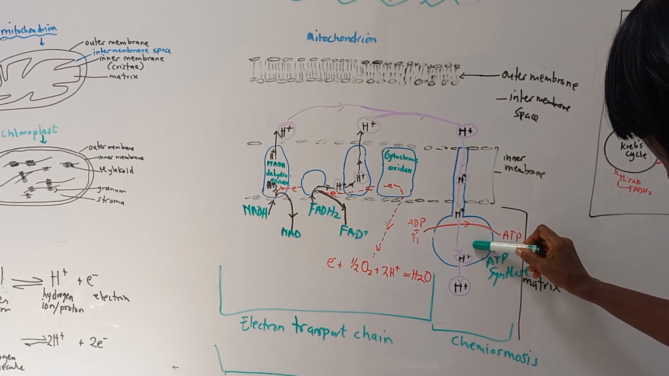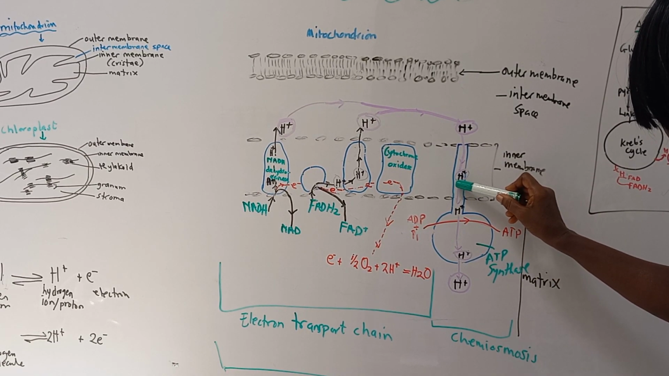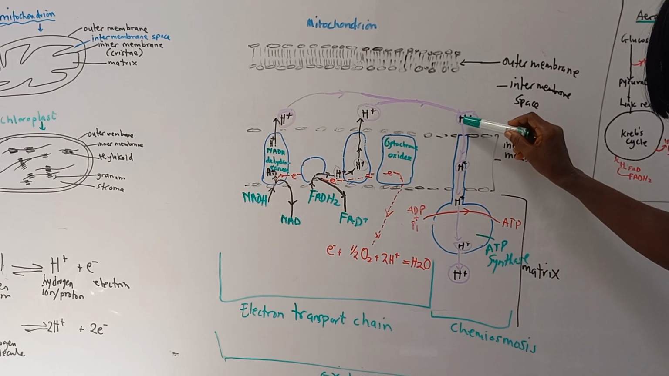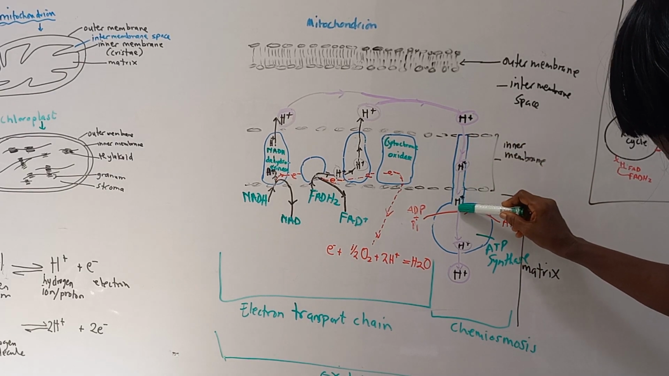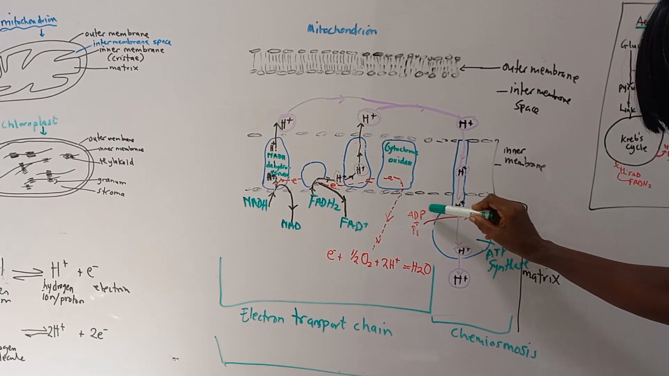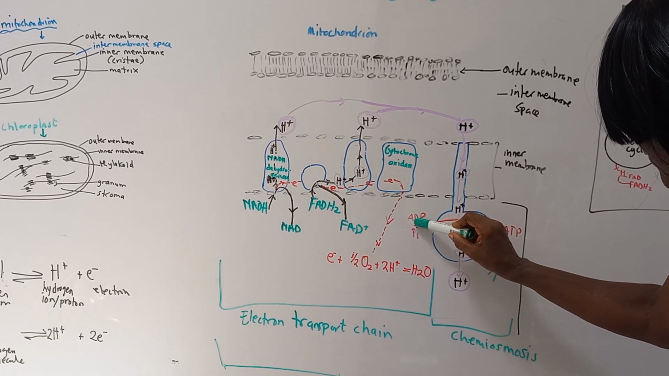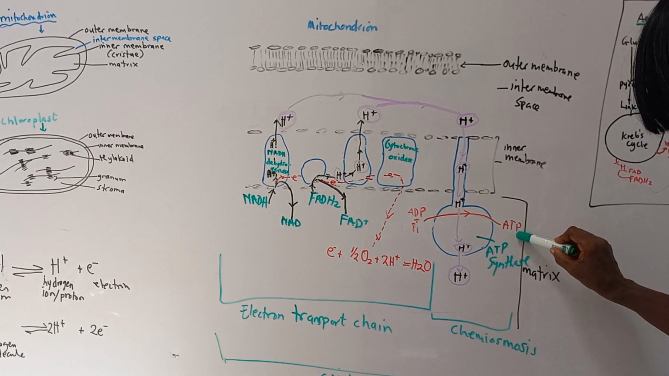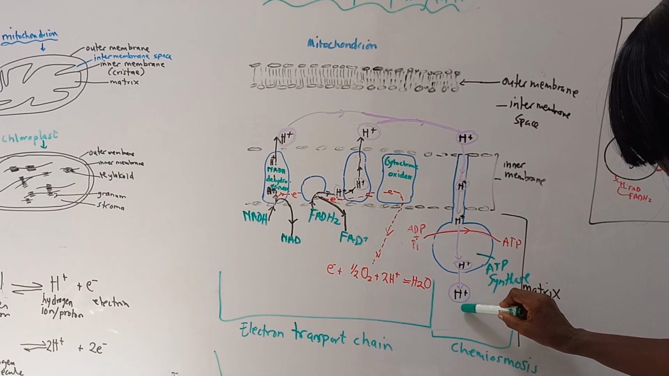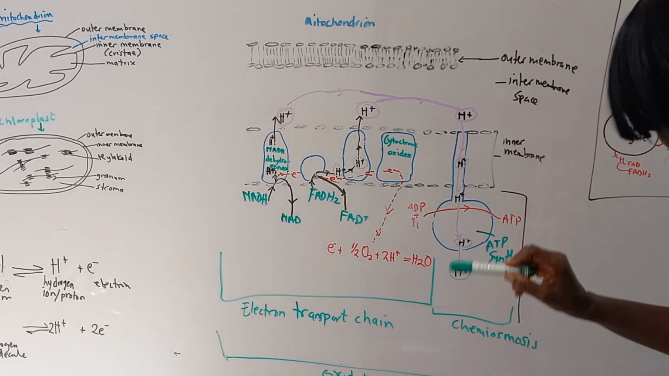That's the ATP synthase. It doubles as a protein molecule that transports hydrogen and also as an enzyme. So as the hydrogen ions or protons flow through by facilitated diffusion, energy is produced. The energy is used to build ATPs from ADP plus inorganic phosphate. Then the hydrogen ions are pushed into the matrix. The ATPs are formed in the matrix.